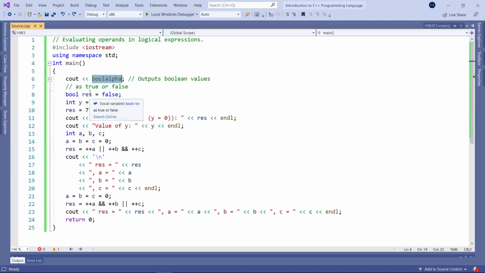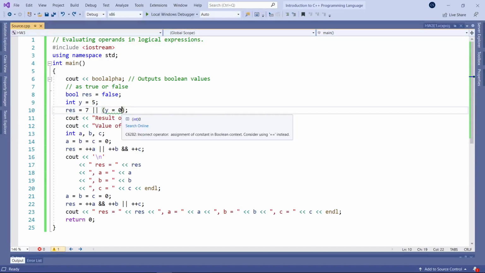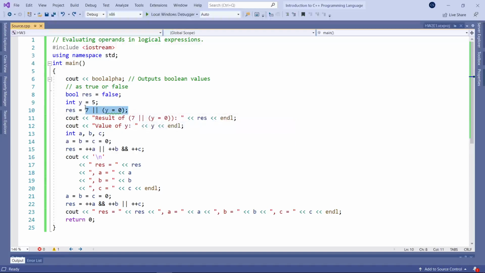Let's see. So we start by defining this Boolean res and an integer y with the value 5. In this first bit, let's see if we can determine the result of this evaluation. So we start out with 7, that will be true. And then we have the OR operator. So this would be true right away, okay?